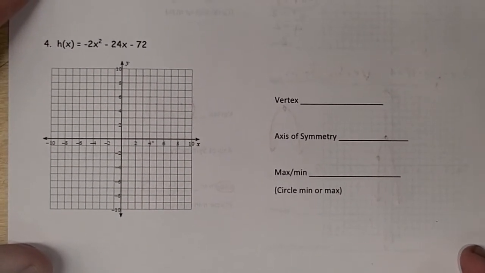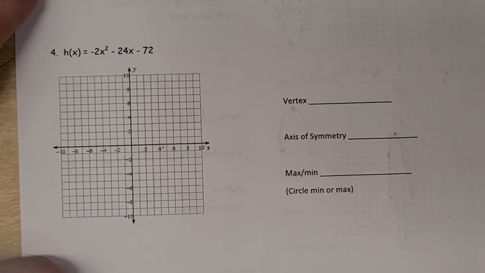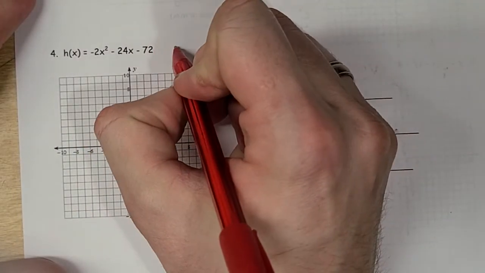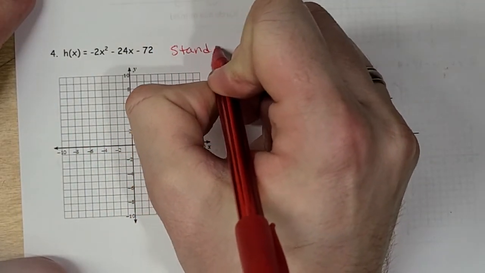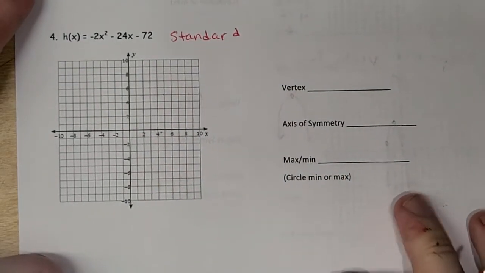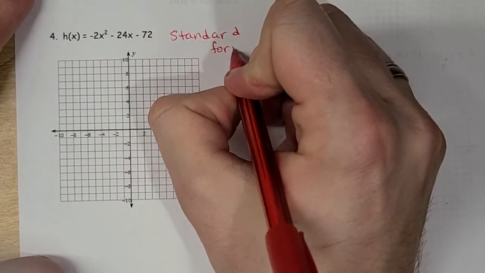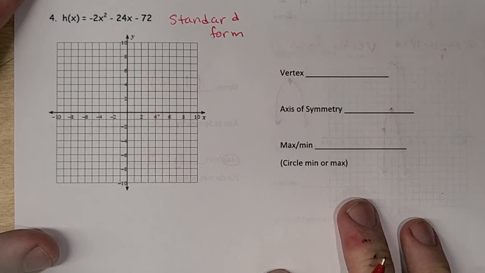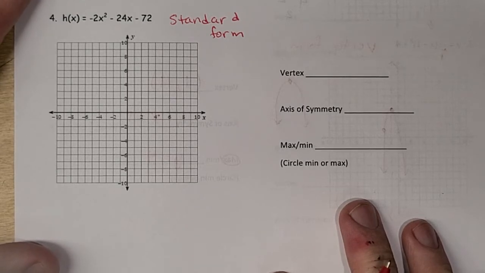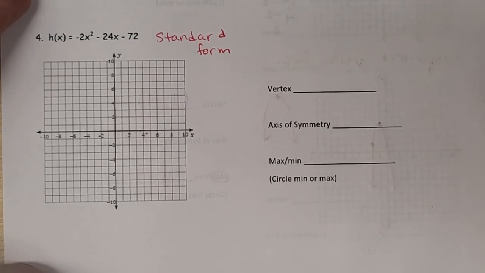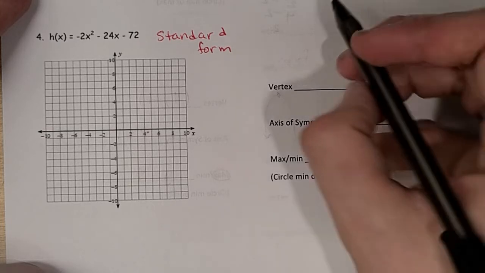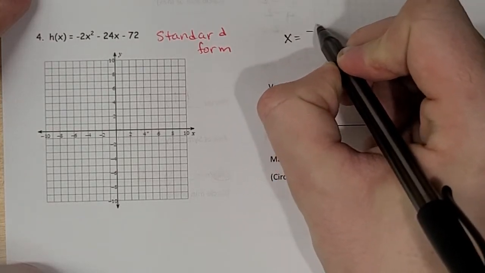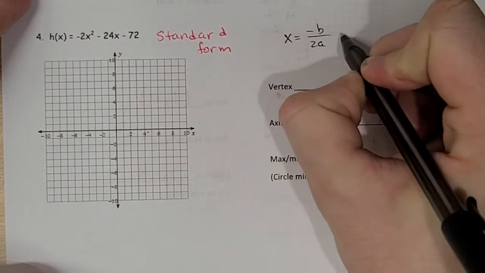Okay, look at number 4. Again, we are in standard form, and we are going to do all the same steps that we just did. Finding the vertex is probably the most complicated part of standard form. Still nothing crazy, but we're still going to use this opposite of b over 2a.